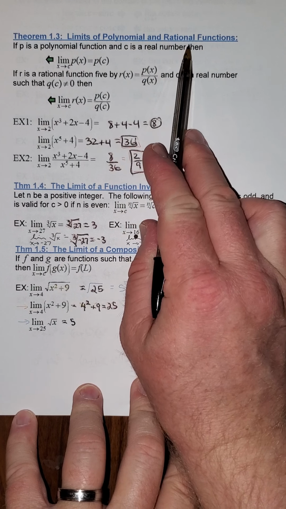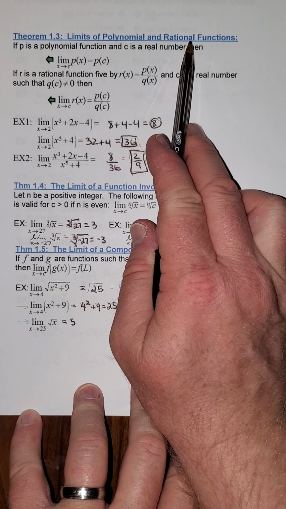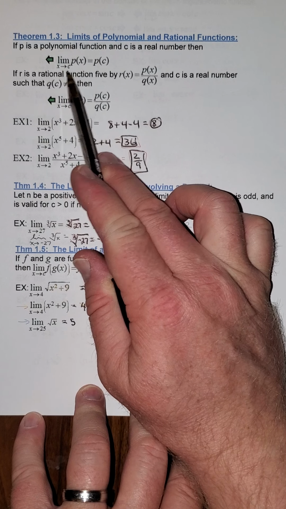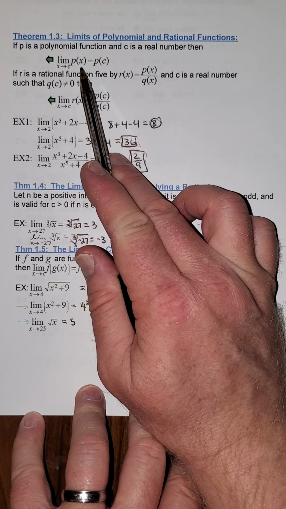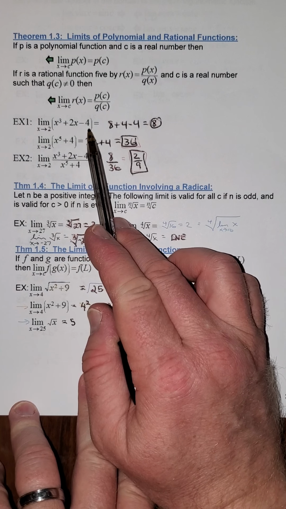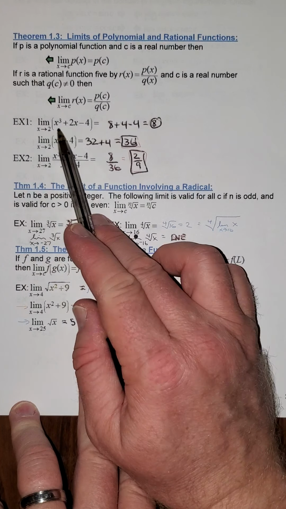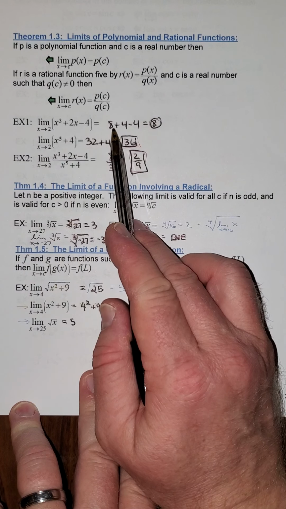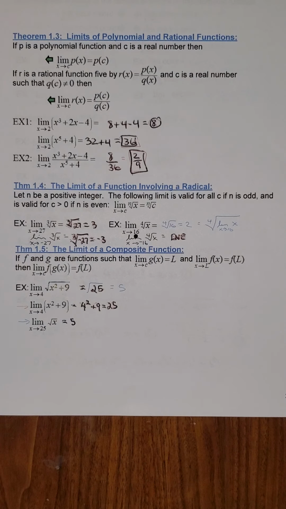Polynomial functions and rational expressions. The great thing about those two functions, if you have a polynomial, you can just plug in the number. That's what this means. If you see a polynomial function like x squared plus 3x plus 2, you just plug in the number. That's what I'm doing right here. The limit as x approaches 2, this is a polynomial. Just plug in the 2. 2 cubed is 8. 2 times 2 is 4. Minus 4, the limit is 8.